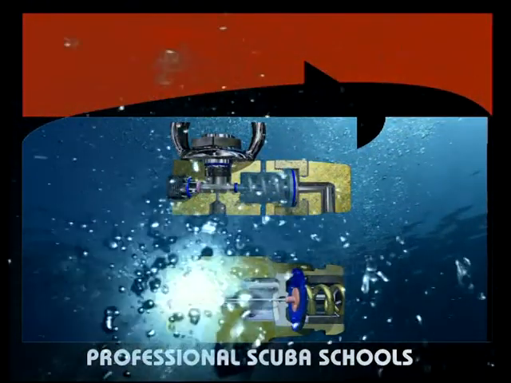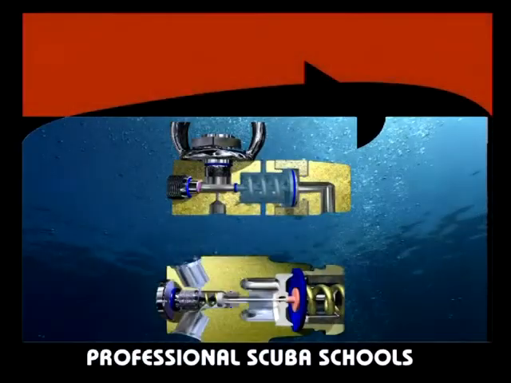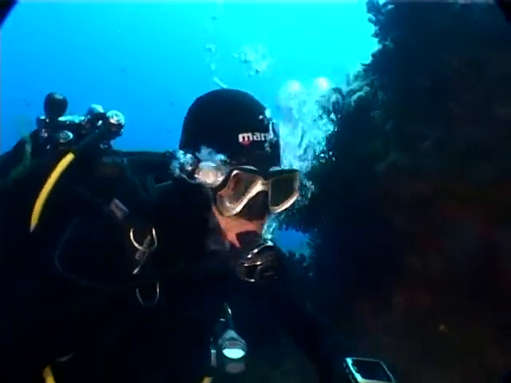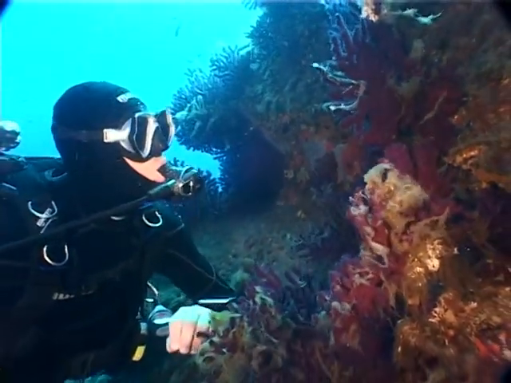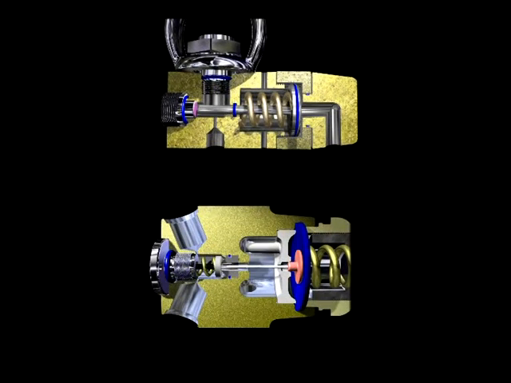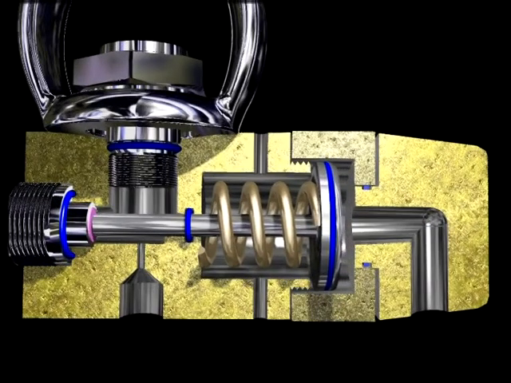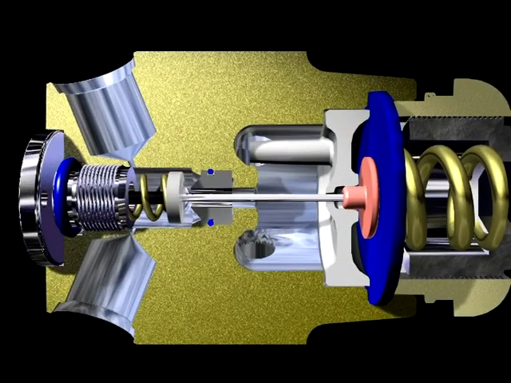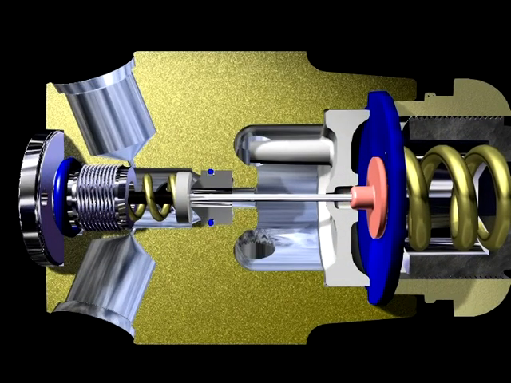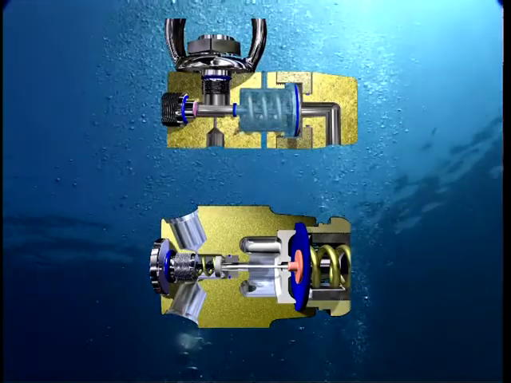The first stage. There are two types of first stages: diaphragm and piston. The main difference is that the pressure-reducing mechanism in the diaphragm type, contrary to the piston type, works in a dry environment.